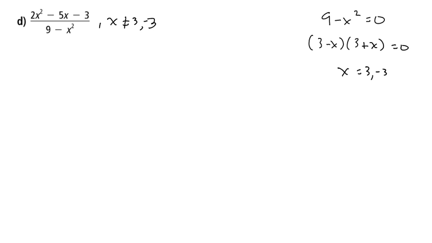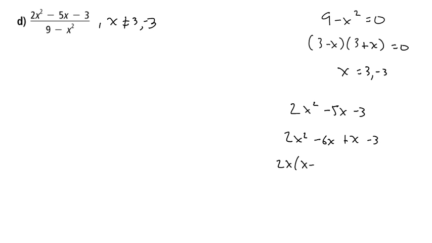Okay, and now to simplify the whole thing, eventually we're going to have to factor the top. So let's have a look at factoring the top there. That's 2x squared minus 5x minus 3. We need two numbers that add to negative 5 and multiply to negative 6. So that gives us 2x squared minus 6x plus x minus 3.